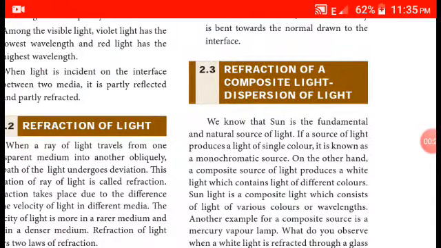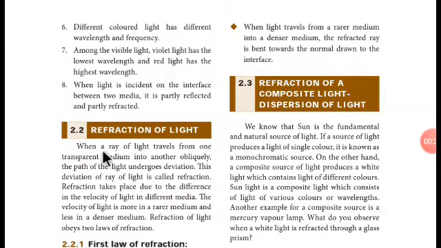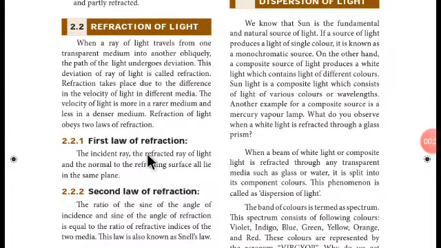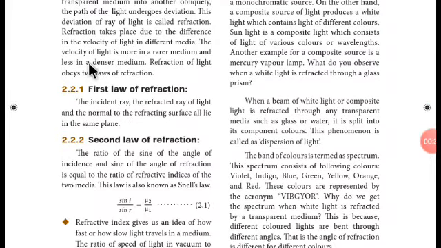discussed is very simple: refraction of light. So what is refraction? It is the bending of light when light enters from one medium to another medium, and this is a phenomenon. Refraction has two laws, similar to reflection. The first law states that the incident ray, the refracted ray of light, and the normal to the refracting surface all lie in the same plane.